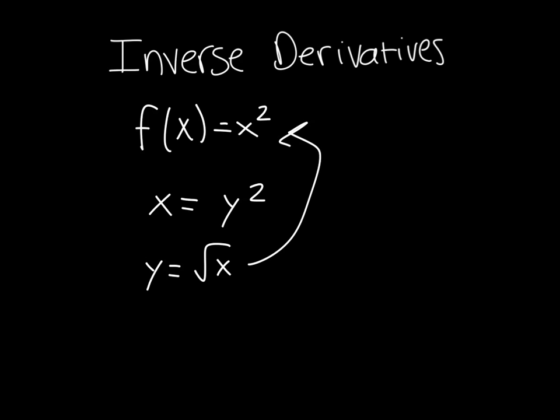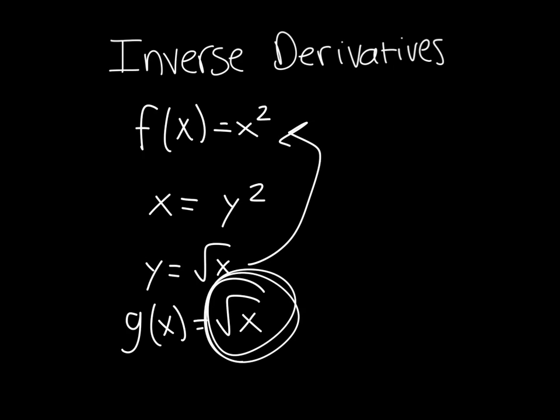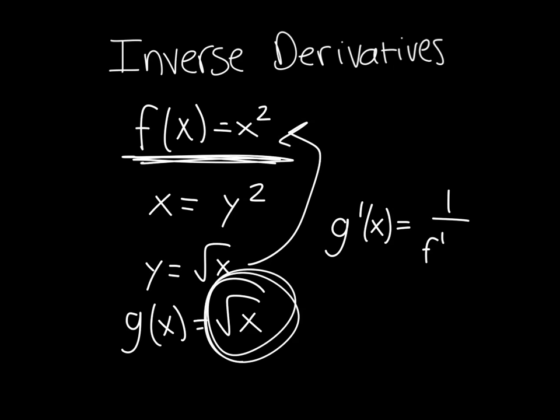Which we can say is like g of x or something. Yeah, we can call it g of x. It doesn't matter. Let's say that g of x equals the square root of x. So the purpose of finding inverse derivatives is you can use a formula to find the derivative of this if you only have this function right here. If you know that it's an inverse, you can find it that way. So the formula for that is g prime of x equals 1 over f prime of y.